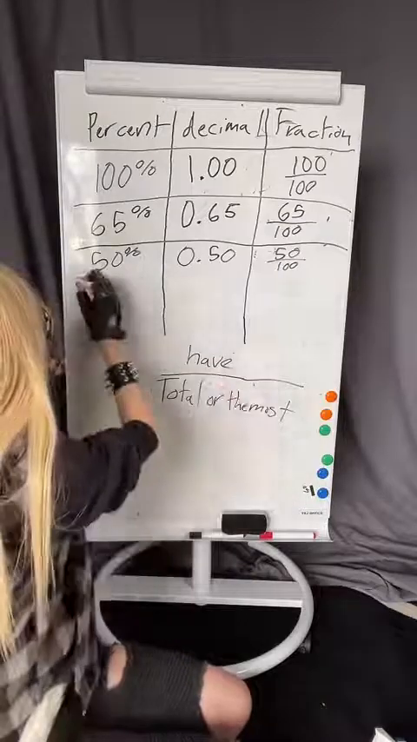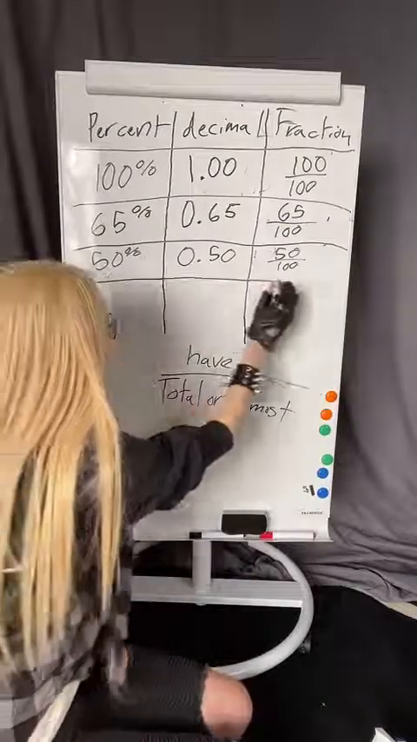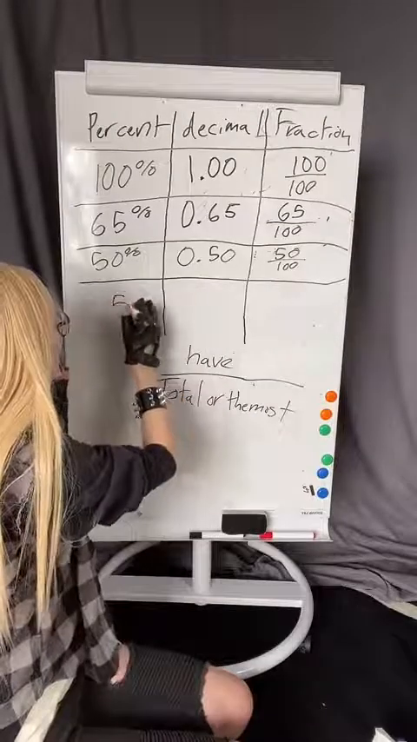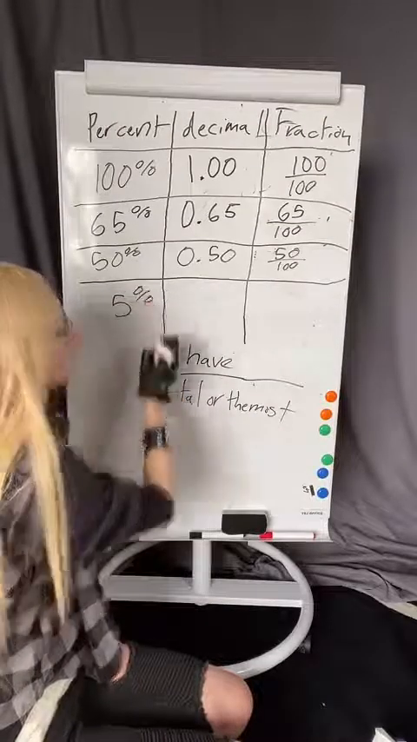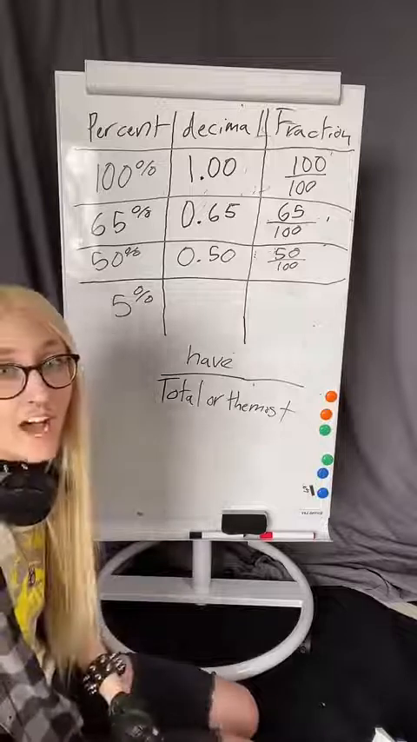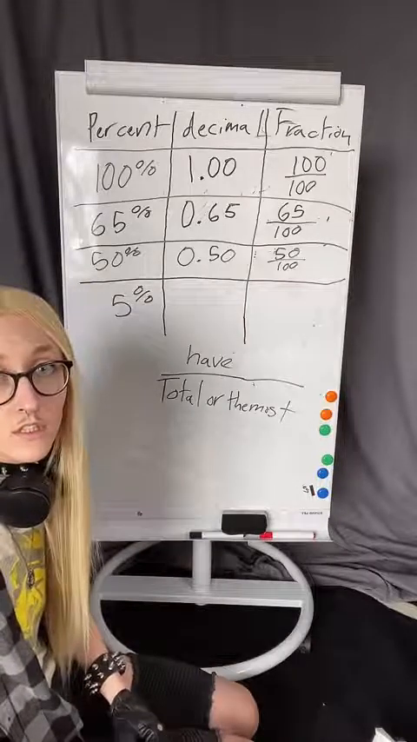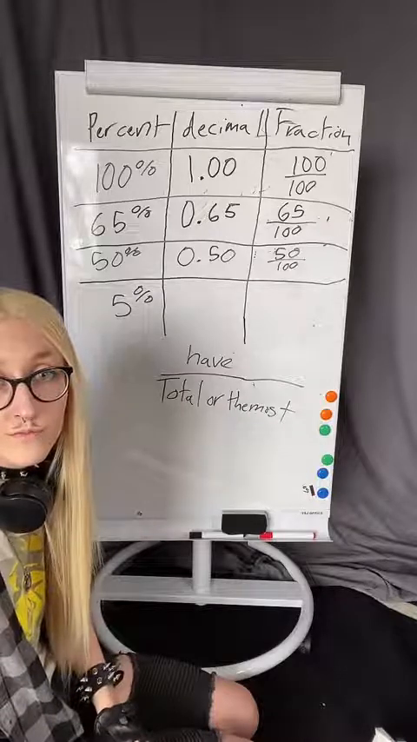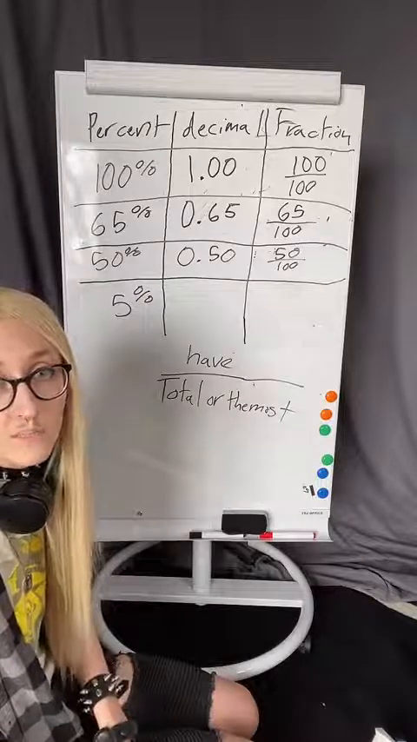So now we're going to do one that trips people up. And the reason why I did this guy to start, let's say I have 5%. Let's say I've got 5%. What's that going to be as a decimal? What is 5% going to be as a decimal?